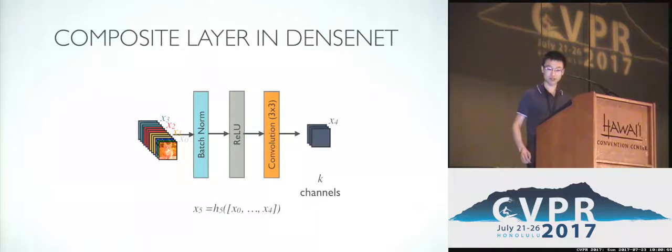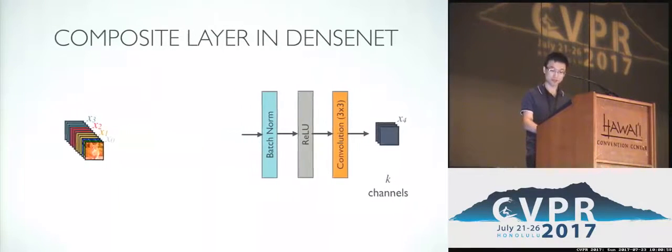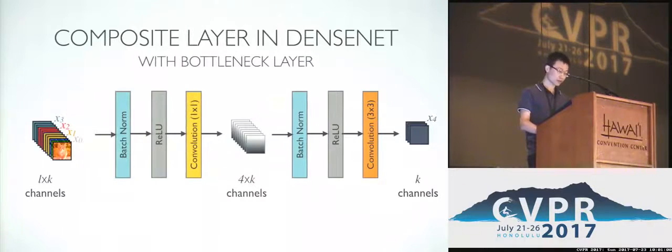As you may have noticed, as we keep concatenating features in the network, the input to deeper layers becomes very wide, and this may introduce too much computation for deeper layers. To address this problem, we found that using a relatively cheaper convolution with filter size 1 by 1 to first reduce the dimension of channels to 4K could greatly improve the parameter efficiency and also computational efficiency.